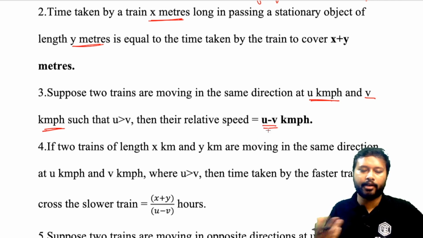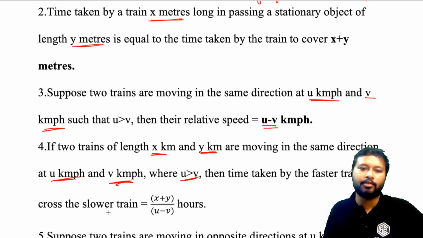Okay, that will be the relative speed. Now let's say if the two trains of length x kilometer and y kilometer are moving in the same direction at u km per hour and v km per hour, where u is greater than v, then the time taken by the faster train to cross the slower train is this much. So this is pretty simple.